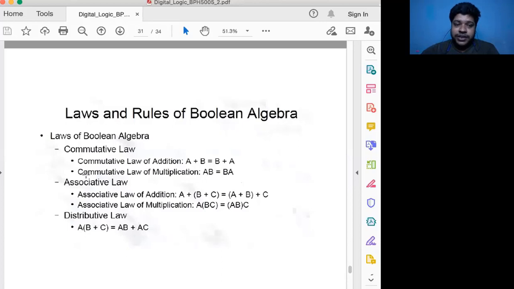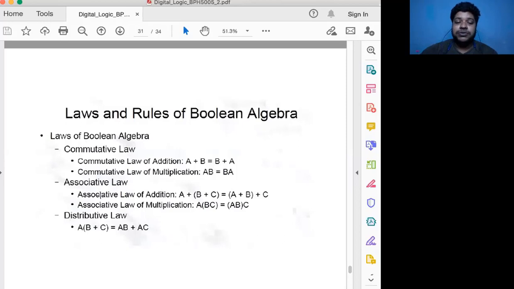So this is one thing. And another is the associative law. Associative law of multiplication and addition, it follows both. So it says A plus (B plus C) is equal to (A plus B) plus C, and (AB)C is equal to A(BC). So you can see this on the screen, and you are already familiar with the commutative law and associative law.